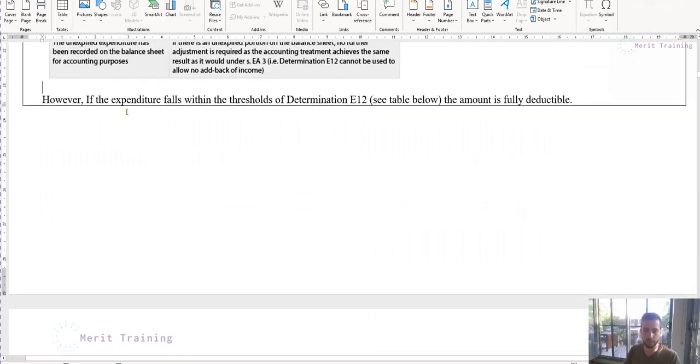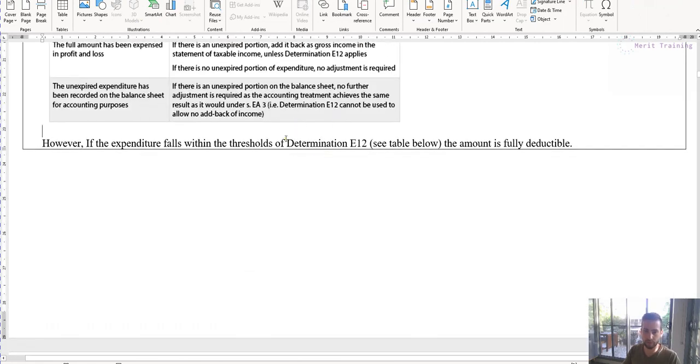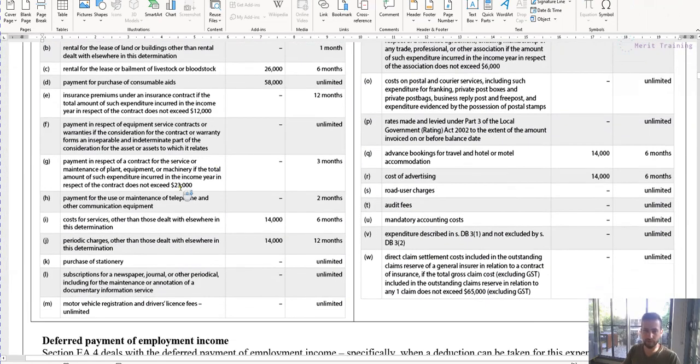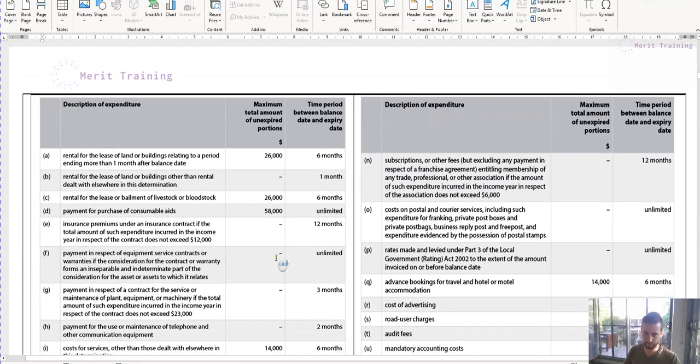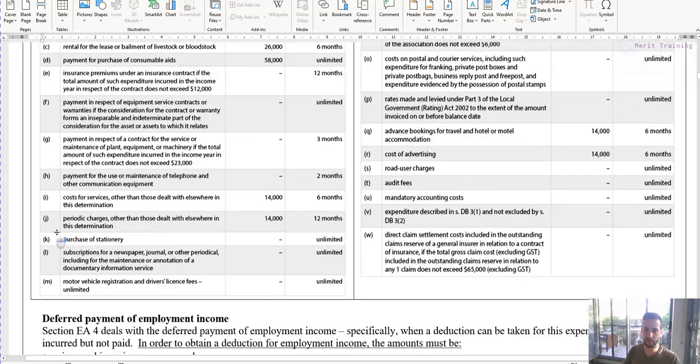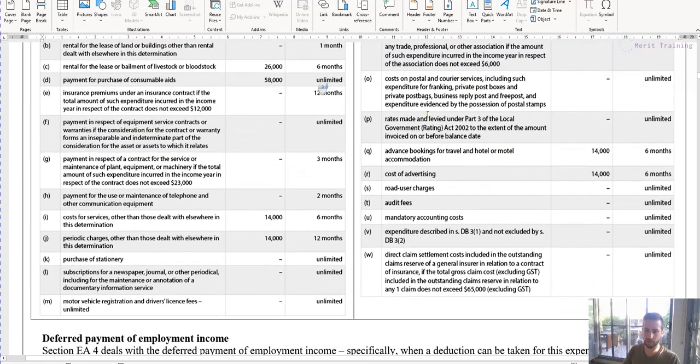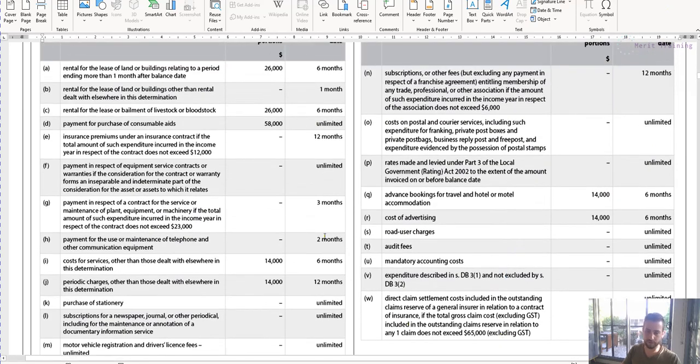However, we've also got this table down here, which is per determination E12, which lets you know whether the amount is fully deductible, even if it's a prepayment. Anything in this table has the rules for different items. I'm not going to go through all of them, but it tells you the situation where a prepayment could arise, the maximum total amount of the unexpired portion, and the time period between balance date and expiry date for each of them. It's useful information to have in your notes in case you come across it in the exam. But we also cover a lot of this in the notes as well.